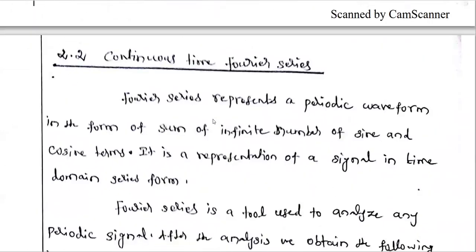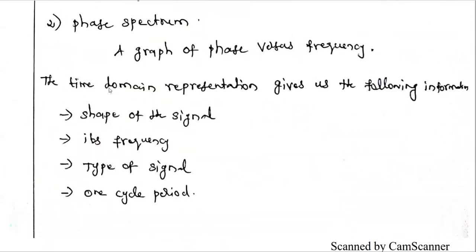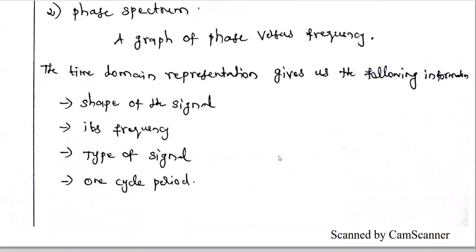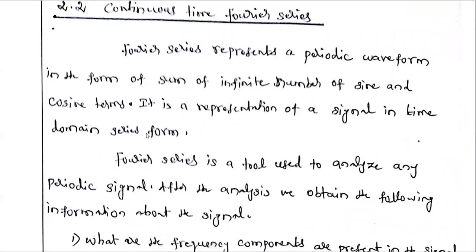In order to convert this time domain representation into the frequency domain representation, we use mathematical tools like Fourier series, Fourier transform and Laplace transform. So what is the use of these transforms? They are used to convert the time domain signal into the frequency domain representation.